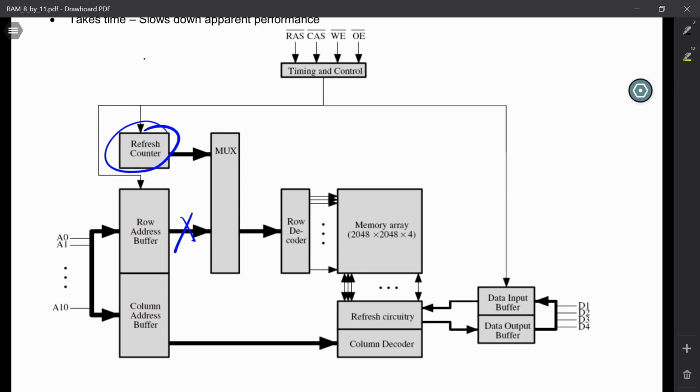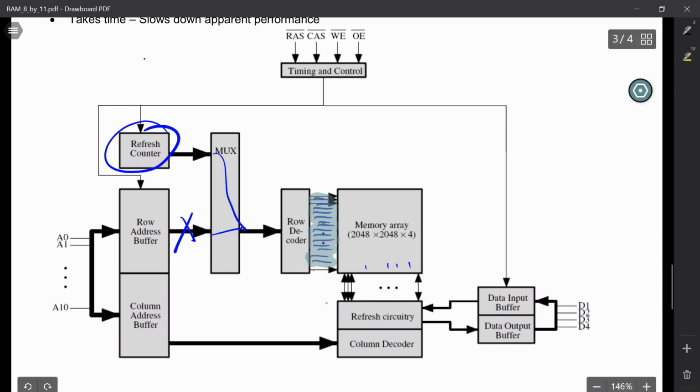And by the way, a MUX is basically a switch. It allows us to switch back and forth between 2 different inputs. And so the MUX basically turns off the connection to the row address buffer and connects it to a refresh counter, and the counter just simply counts through all the rows when it has a chance. As it's counting through the rows, 1 row at a time, it uses the refresh circuitry that's part of the column decoder in order to read a row. It just reads all the values in a row, refreshes it, and restores it to boost up the values that are currently stored in those capacitors.